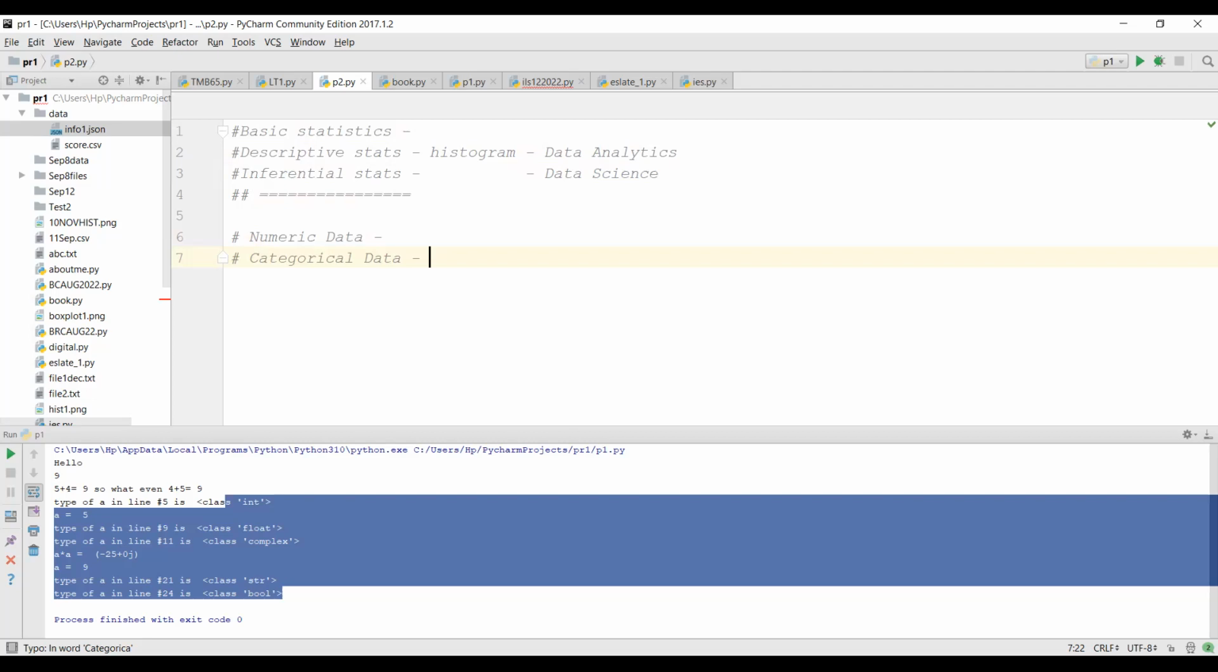Then, after categorical data, you have something called time series data. Time series data is similar to numeric data, but it has a time component to it. It is very similar to your numeric data, but it has a time component.